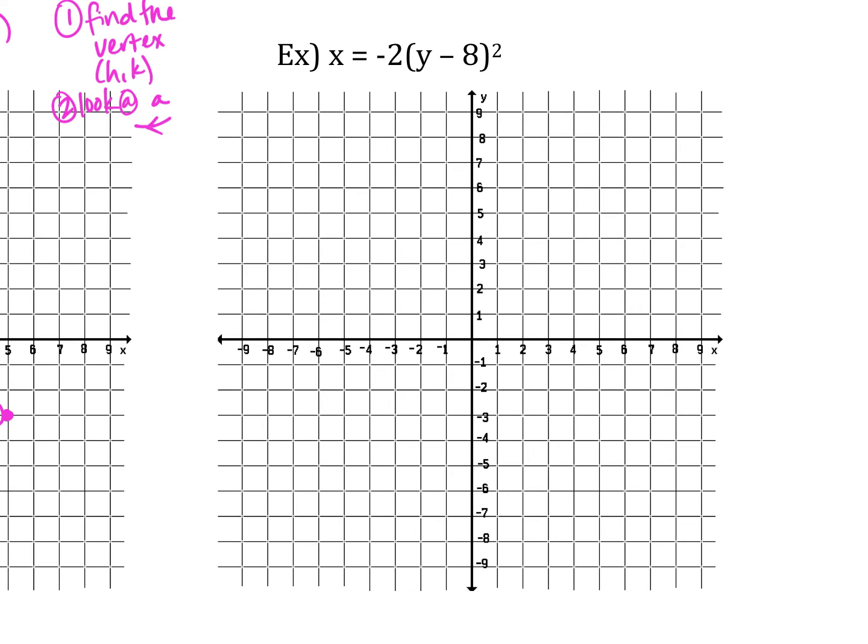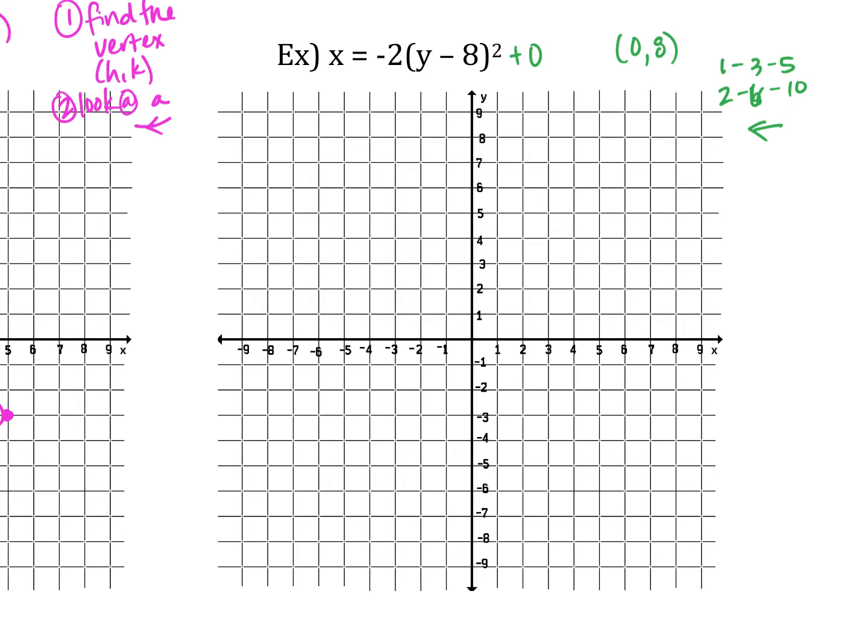This guy is going to be the same principles as the last one that we did, except instead of going down, we're going to go to the left, and we're going to make it more narrow. So this time there is no h, so it's like there's a 0. So my vertex is 0, +8. And instead of going 1, 3, 5, we're going to go 2, 6, 10, and since it's negative, we want it to open to the left.